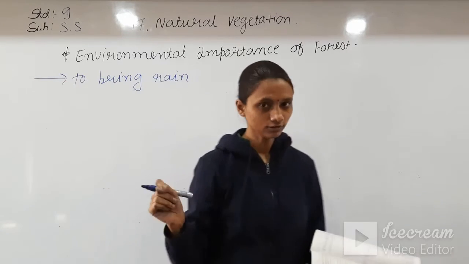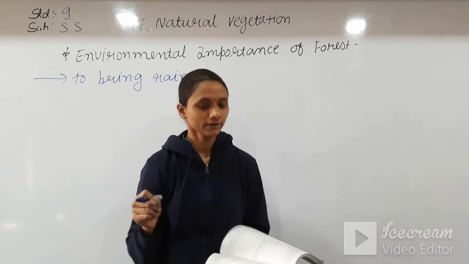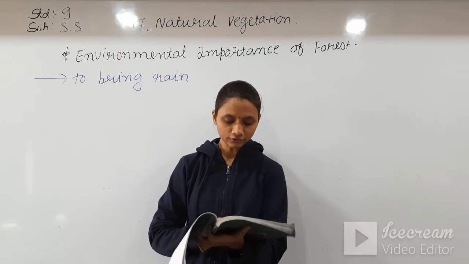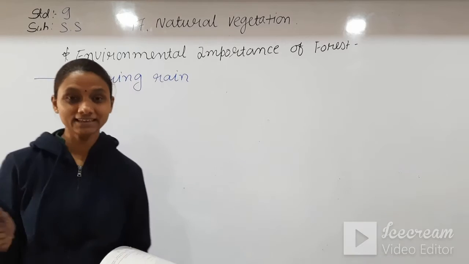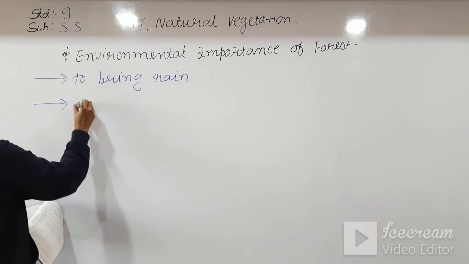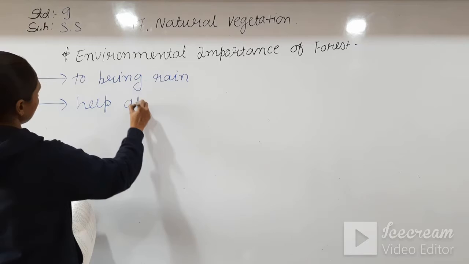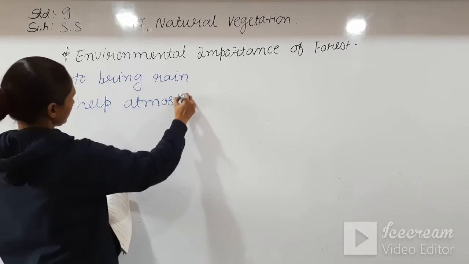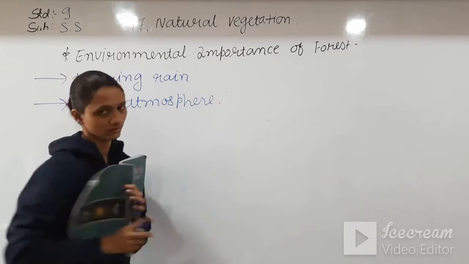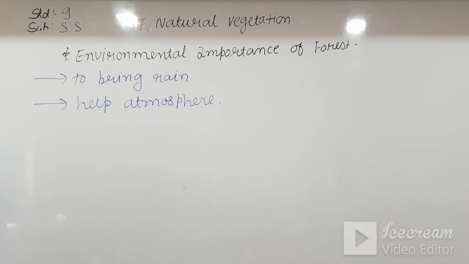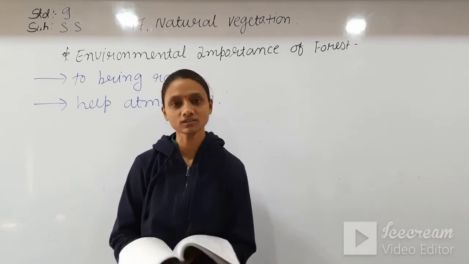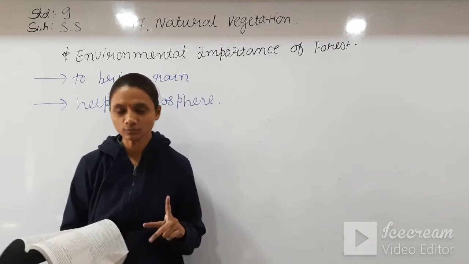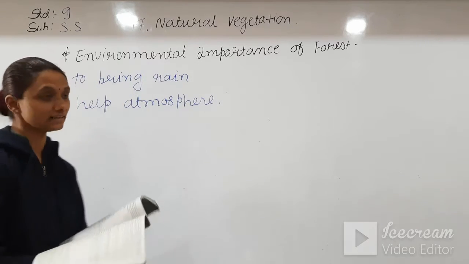Means as you all know that trees are useful to bring rain. Second, they control the atmosphere from becoming adverse. So we can say they help the atmosphere. Third, they provide life-saving oxygen. So that is the third and most important thing, that oxygen can be there.